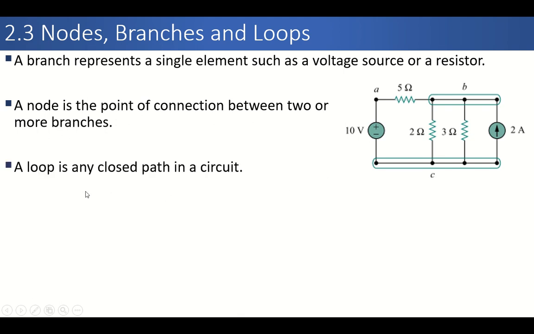So the second important element in the circuit is a loop. A loop is any closed path in a circuit. So any path that is a closed path, meaning if we start from a point and we can come back to the same point in a closed path, then we say that the path is a loop. So in this case, if we start from point A, we go to point B, we can go to point C, and again we can come back to point A. So in this case, we can say that this is a simple loop.